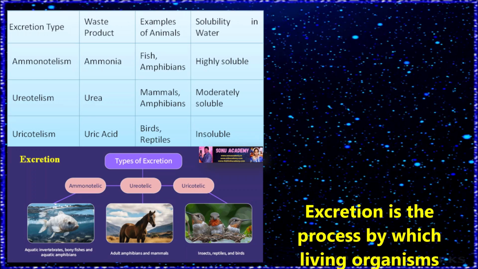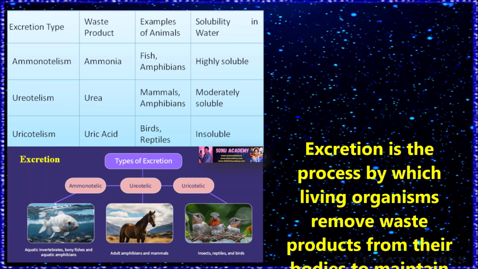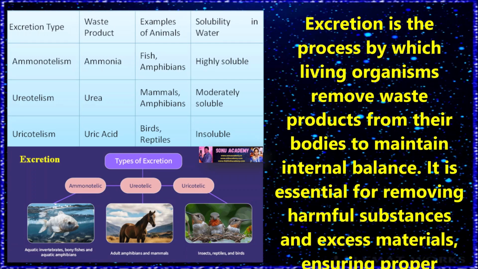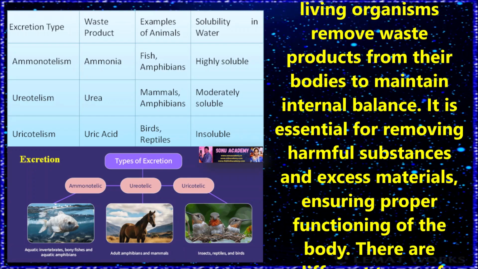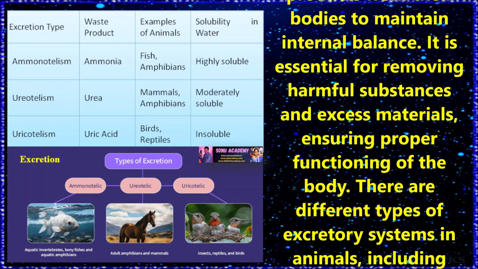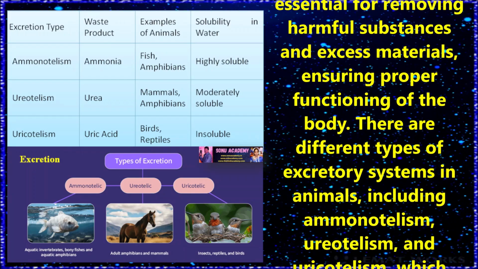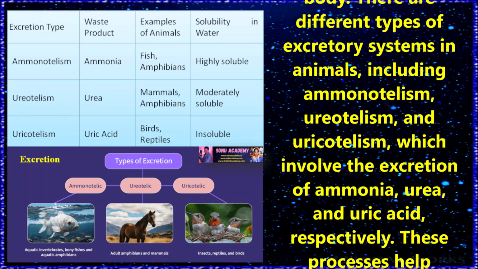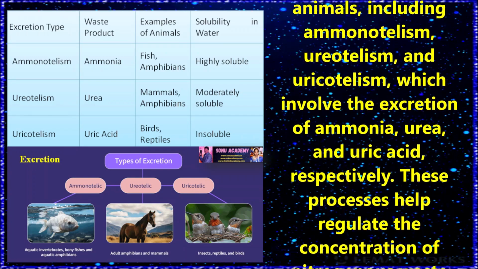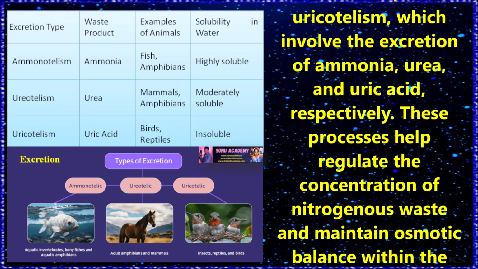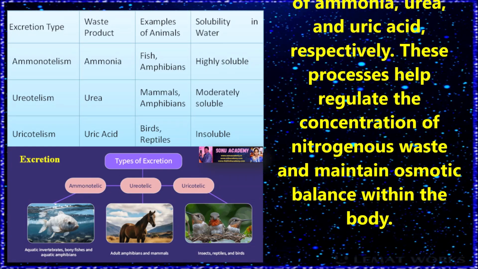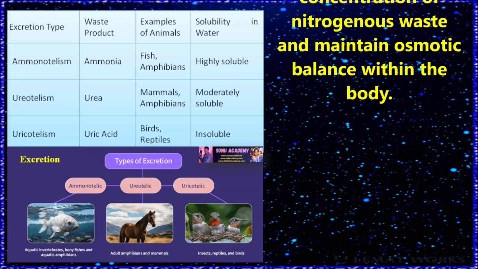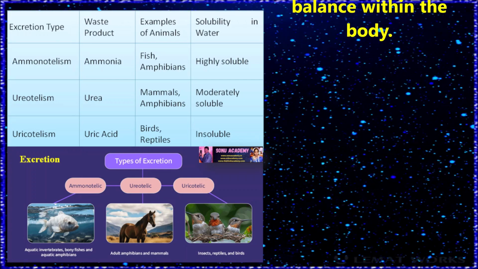Children, now let us discuss what is excretion. Excretion is the process by which living organisms remove waste products from their bodies to maintain internal balance. It is essential for removing harmful substances and excess material, ensuring proper functioning of the body. There are different types of excretory systems in animals, including ammonotelism, urotelism, and uricotelism, which involve the excretion of ammonia, urea, and uric acid respectively. This process helps regulate the concentration of nitrogenous waste and maintain osmotic balance within the body.